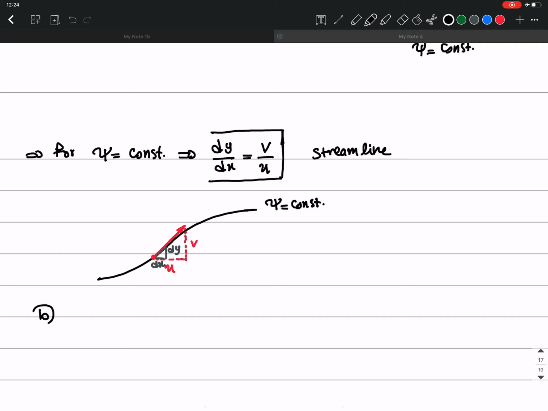So the second property of psi is that if you subtract two values of the stream function from each other, say psi2 minus psi1, this will show the volume flow rate between those two streamlines.